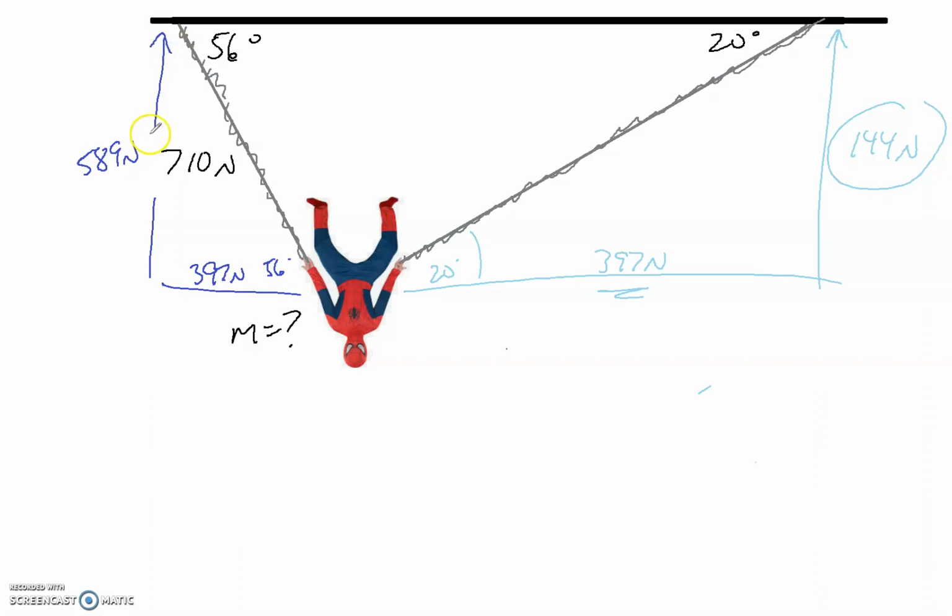And of course, this is pulling up and this is pulling up because Spider-Man is pulling down with his force of gravity. So if I add those two together, I will have his weight or his force of gravity. So those two put together, the 589 and the 144, gives me about 733 newtons of downward force.